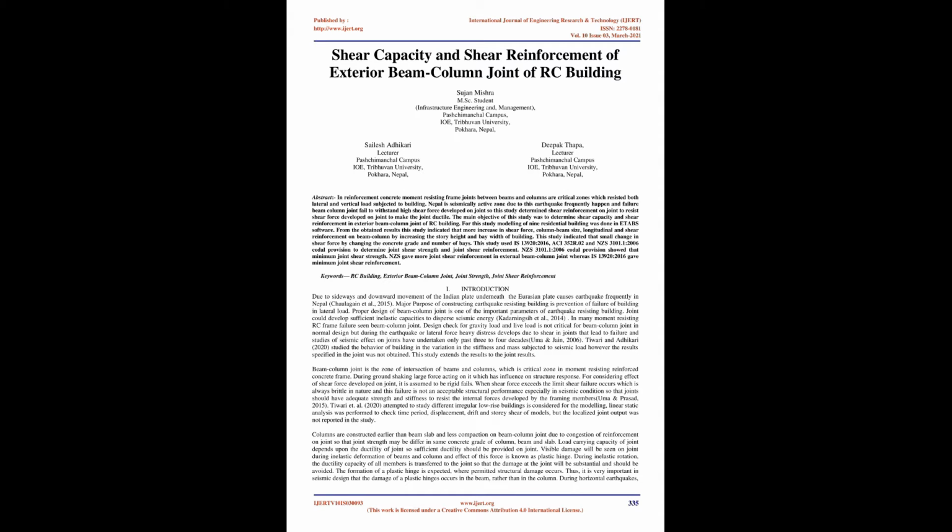Shear capacity and shear reinforcement of exterior beam column joint of RC building. Abstract: In reinforced concrete moment resisting frames, joints between beams and columns are critical zones which resist both lateral and vertical load subjected to the building.